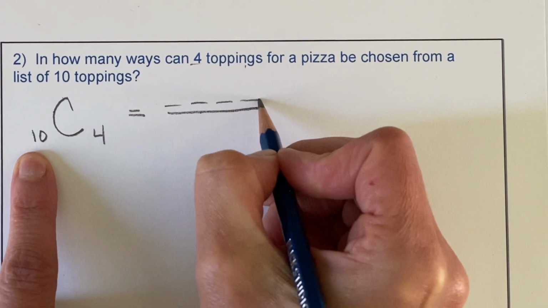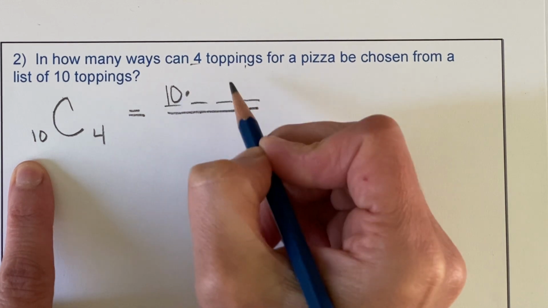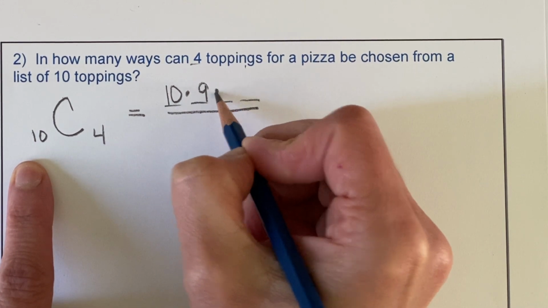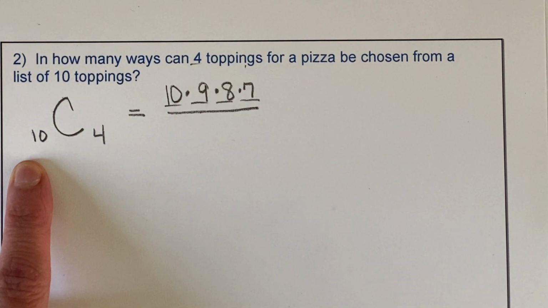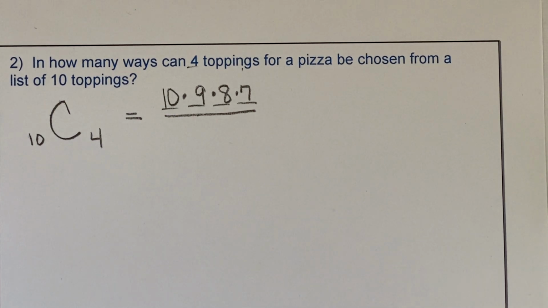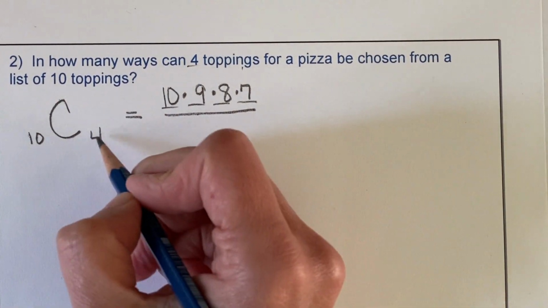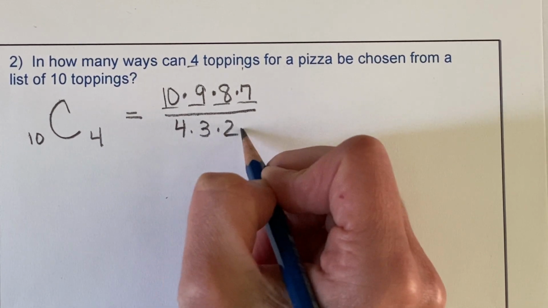Four toppings that I'm choosing, but I get to choose from 10. I have 10 toppings to choose from. I choose one. Then I have 9 more to choose from. Then I have 8 more to choose from. Then I have 7 more to choose from. But I have to subtract out my repeats. And I subtract them out by dividing by this number factorial.